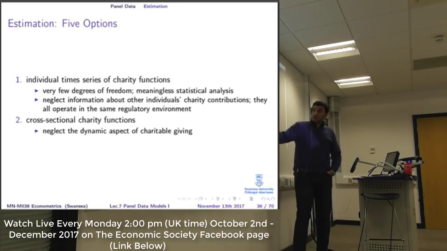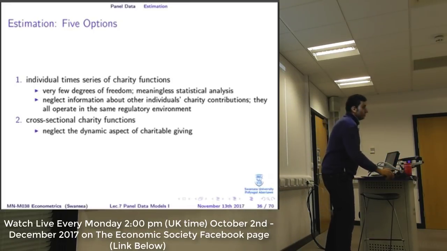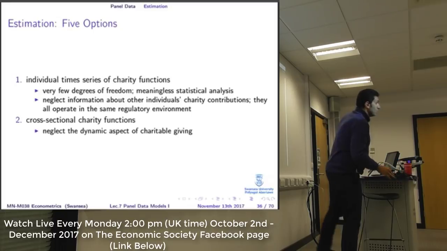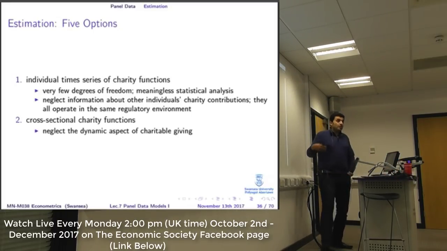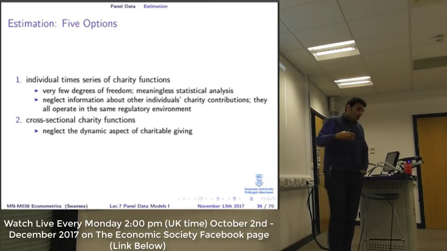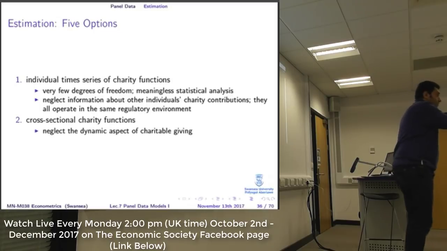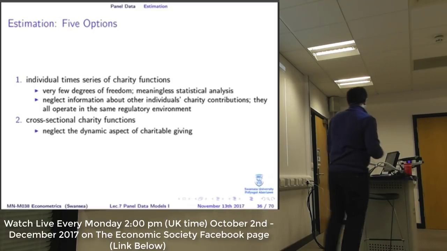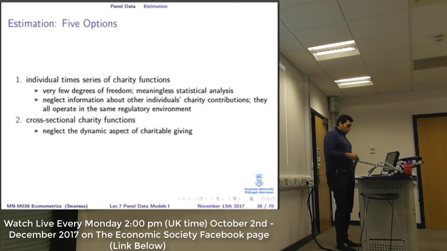So you could do it the other way. You could look at a cross-sectional charity function, where at time t equal 1 we just have an OLS estimation of 47 observations. This will neglect the dynamics, because charity giving could have changed over time as well. How that changes over time, the individual cross-section model will ignore this fact.